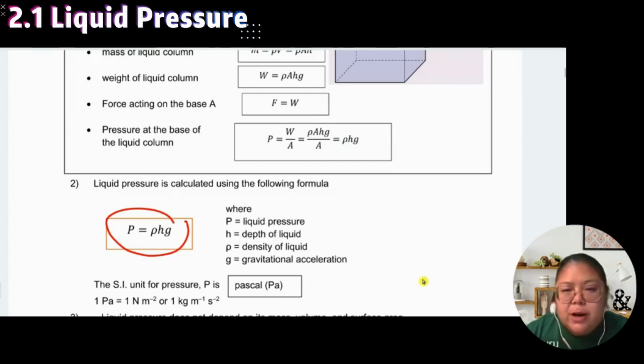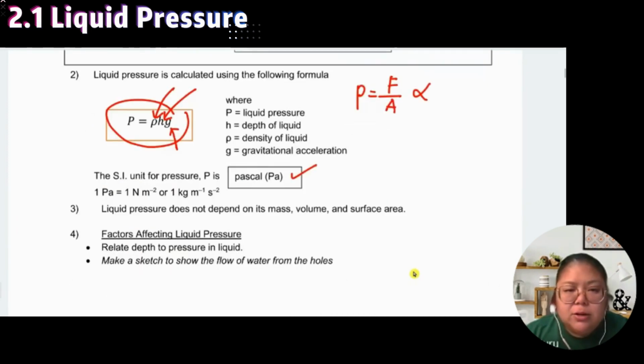Okay, normally the pressure for a solid is P equals force over area. For a liquid, we cannot use this formula because we don't have a certain area. For liquid, the pressure depends on the density, the depth of the liquid, and also the gravitational acceleration. The unit is Pascal. You can also write Newton per meter square. This is the unit normally used for liquid pressure.